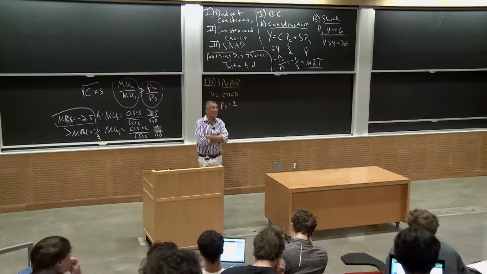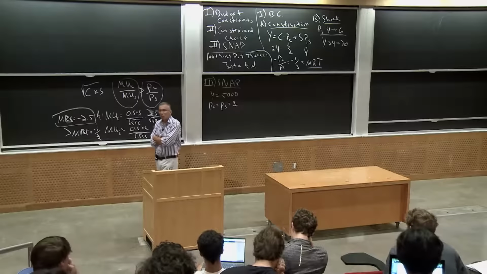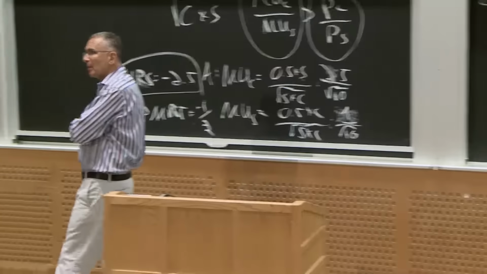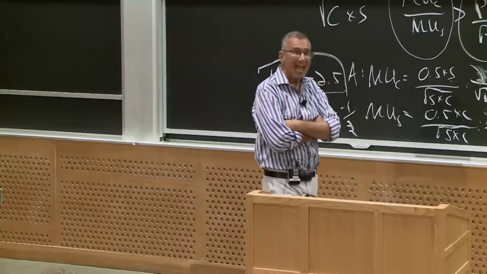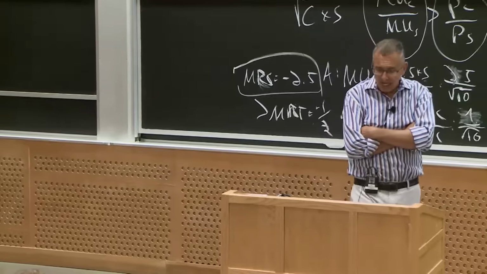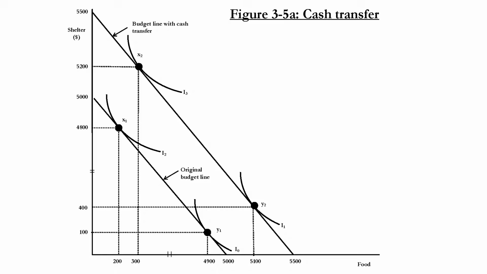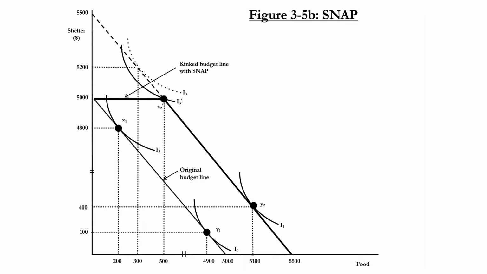They can't. We're not letting them. So what has happened is, by constraining this money to be on a debit card rather than cash, we have changed their choice from what they wanted to do, which is $5,200 in shelter and $300 in food, to now $5,000 in shelter and $500 in food. We forced them to have less shelter and more food.